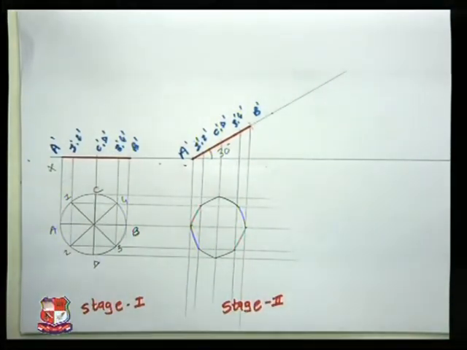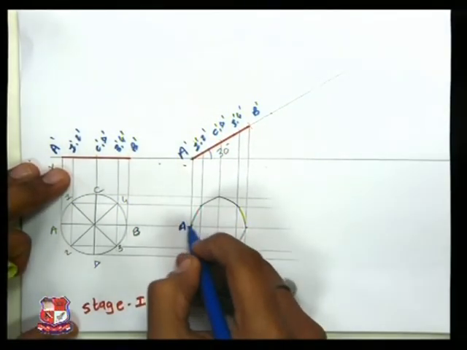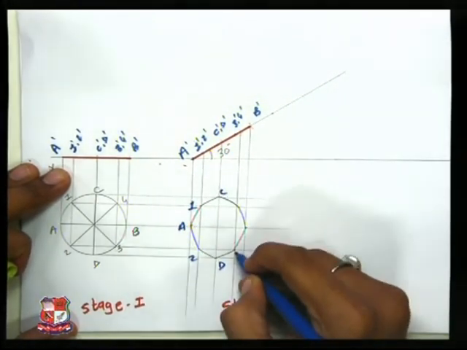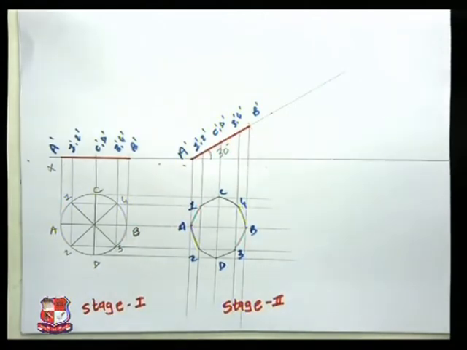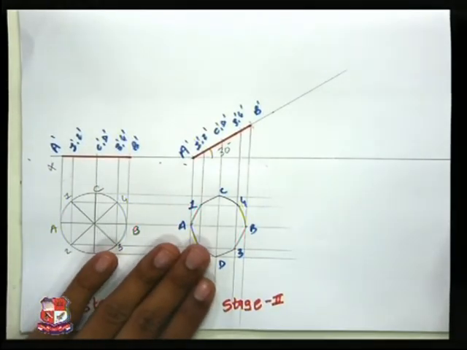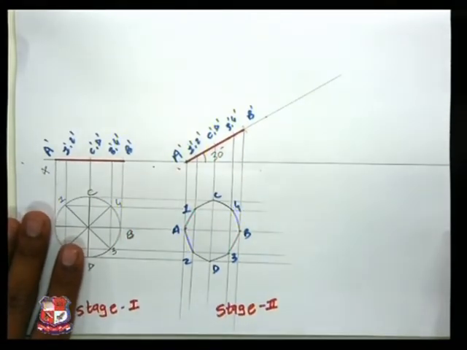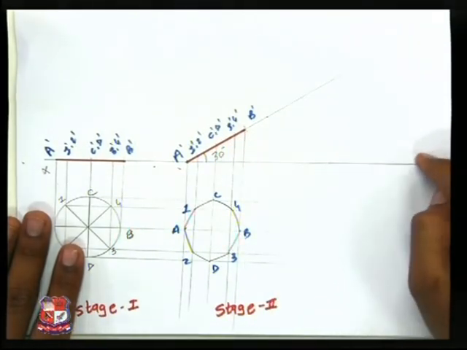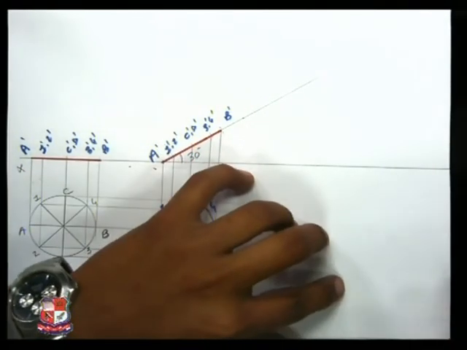We have got a shape like this. Name it A, 1, 2, D, C, B, 3 and 4. We have got the same nomenclature in stage 2: A, B, C, D, 1, 2, 3, 4. Our stage 2 is completed. We have incorporated the HP angle. Now in stage 3 we'll incorporate the VP angle along with the HP angle as well.